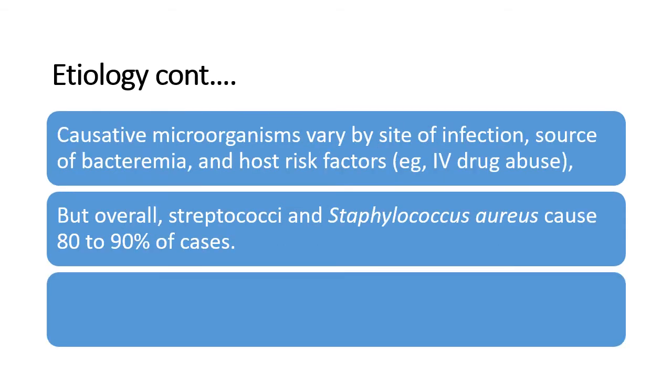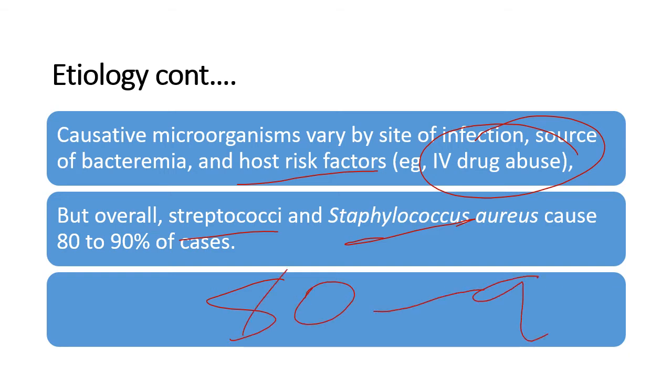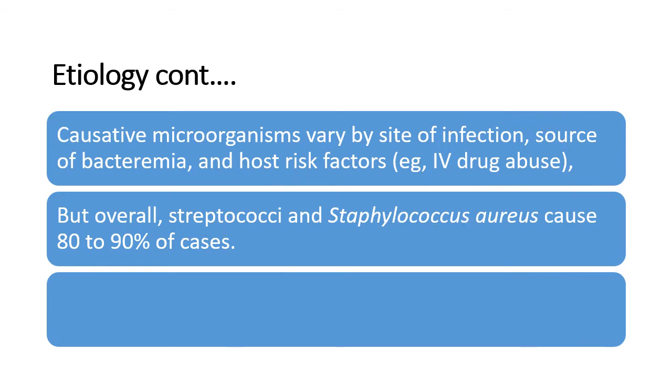The causative microorganisms vary by site of infection, source of bacteria, and host factors. Of course, host factors, as we said, include intravenous drug abuse. But generally, streptococci and staphylococci are the most common, accounting for 80 up to 90% of cases of infective endocarditis.